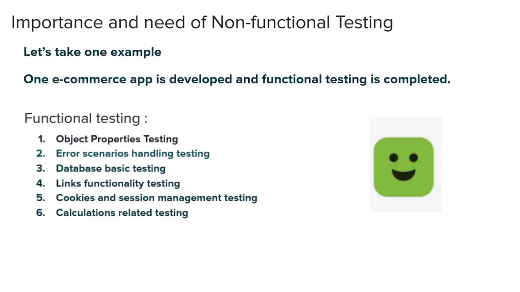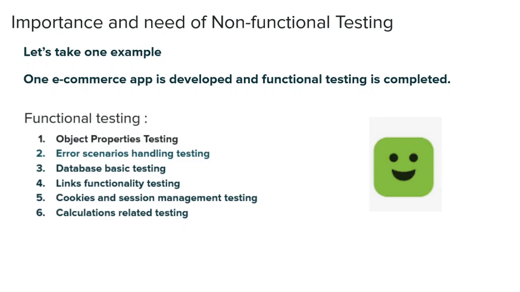Let's say we have created one e-commerce application and functional testing is completed. We have already seen the different types of functional testing: object properties testing, error scenarios handling testing, database basic testing, links testing, cookies and session management related testing, calculation related testing, etc. So functional testing mainly covers the requirements, whether the development happened as per the requirement or not, and whether the application is behaving as per the functional requirements or not.